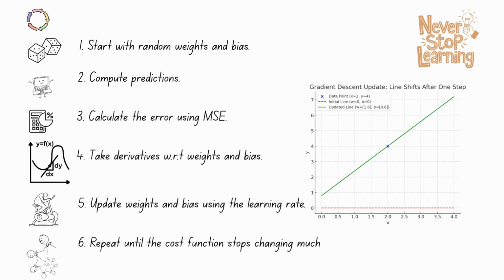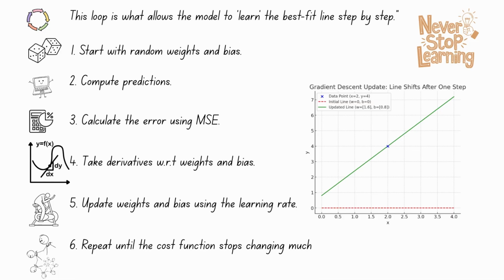So the algorithm does this. Start with a random weight and bias, compute predictions, calculate the error using mean square error, take derivatives with respect to weights and bias, update weights and bias using the learning rate, repeat until the cost function stops changing much. This loop is what allows the model to learn the best fit line step by step.